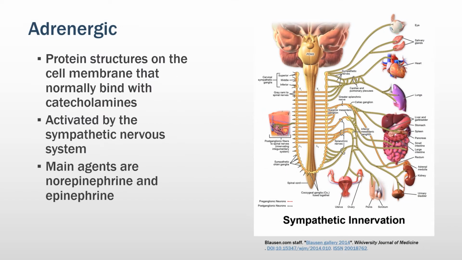Adrenergic receptors are protein structures found in the sympathetic nervous system that normally bind with catecholamines, preparing the body for fight or flight. The main agents within the system are norepinephrine and epinephrine. As you can see from the diagram, the sympathetic nervous system innervates many body systems, including the eyes, salivary glands, heart, lungs, GI tract, liver, pancreas, kidneys, particularly the adrenal glands, bladder, and reproductive organs.